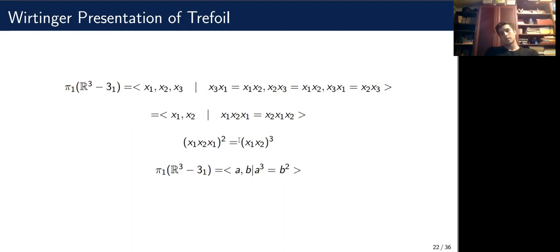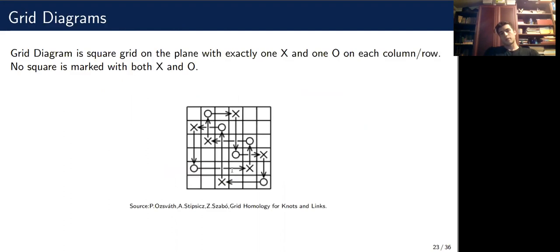But as the knot gets complicated, this method will be harder to apply. So for this reason, we can use a different method using grid diagrams. Instead of starting with a projection of a knot, we start with a grid diagram of a knot. A grid diagram is another way to represent knots. The grid diagram is a square grid, and there's exactly 1 O and 1 X in each row and each column. And no square is marked with both X and O.